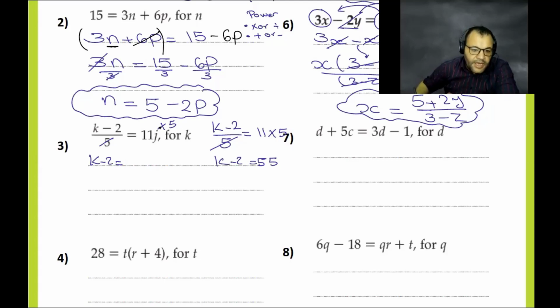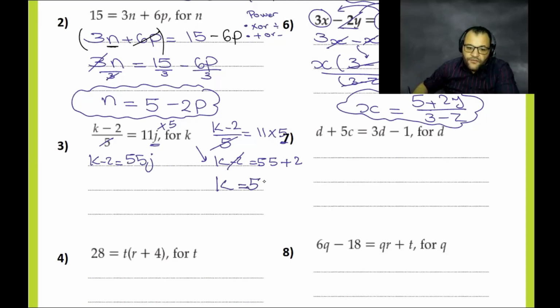If I multiply here by 5, it will be 55J. The only difference that we have here is J, here without J. We finished this lesson before. How do we continue solving this part, the one at the right? We shift the 2 to the other side by adding 2. It means K equals 57.